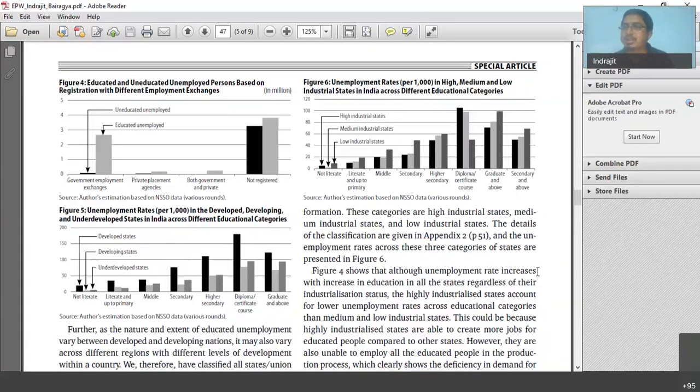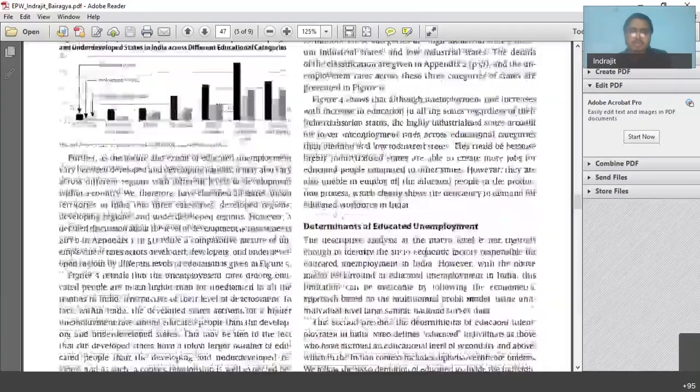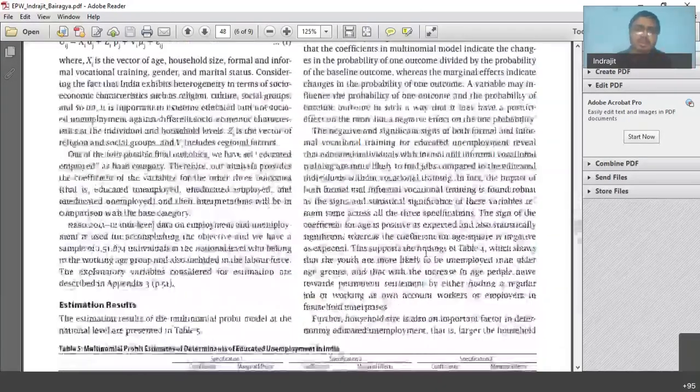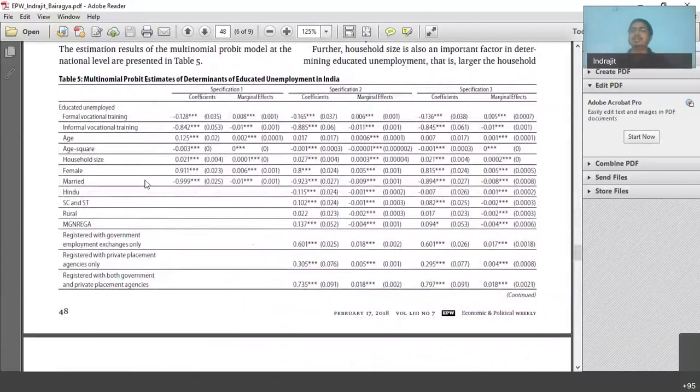There is a lack of industrialization that creates the demand for workers. At the same time, educated people do not want to work in low profile jobs. They are searching for high profile, formal jobs only, but we do not have a sufficient number of formal jobs to accommodate all the educated people in the labor market. So we have done some econometric analysis because we have all the variables in the NSSO data.